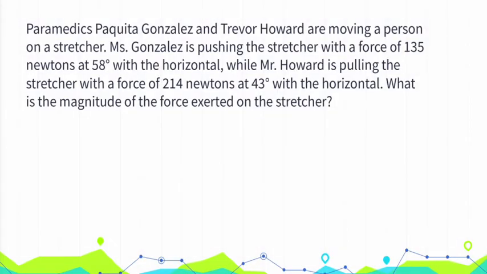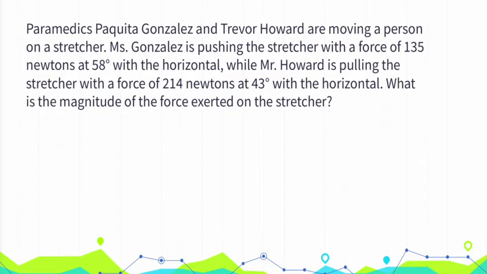Paramedics Paquita Gonzalez and Trevor Howard are moving a person on a stretcher. Mrs. Gonzalez is pushing the stretcher with a force of 135 newtons at 58 degrees with the horizontal, while Mr. Howard is pulling the stretcher with a force of 214 newtons at 43 degrees with the horizontal. What is the magnitude of the force exerted on the stretcher?